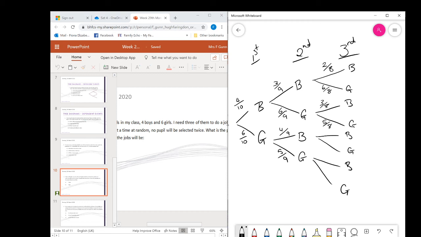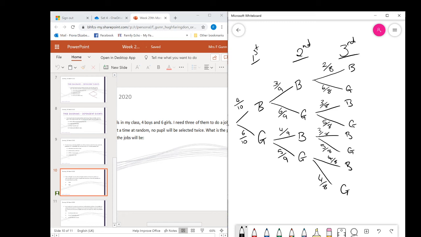Oh, where am I? I could have taken a girl, then I could take a boy, then a boy, which means there's 3 out of 8. Or I could have picked a boy and then a girl, which means there's 5 out of 8. Or I could have picked a girl and then a boy, which means there's still 4 out of 8 boys there. And there's only 4 out of 8 students there. Okay? So, what's the probability that the people doing the job will be 3 boys, 3 girls?